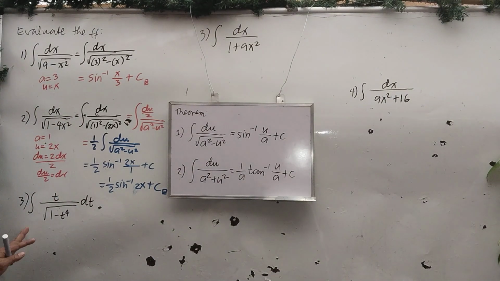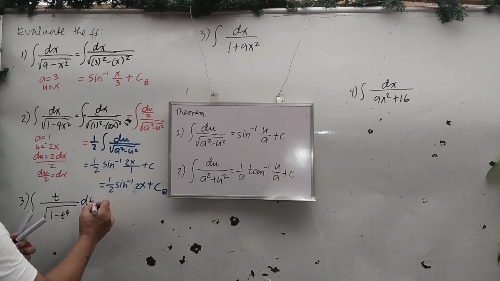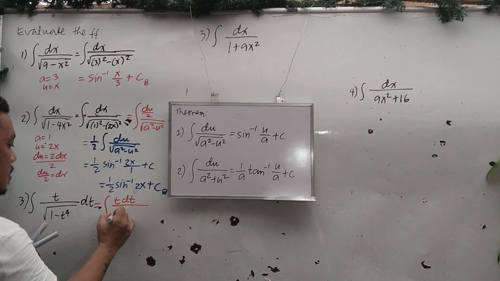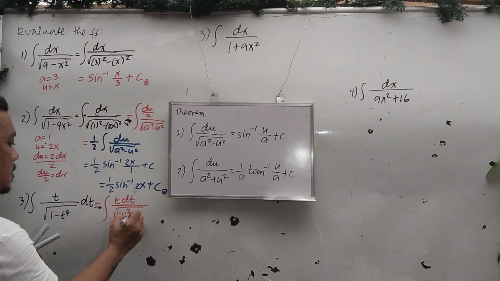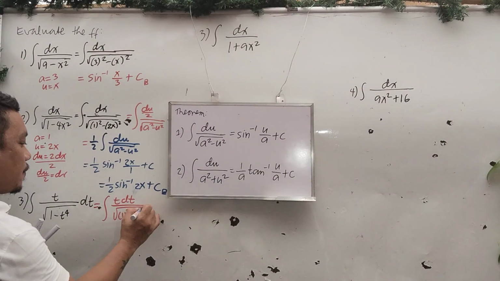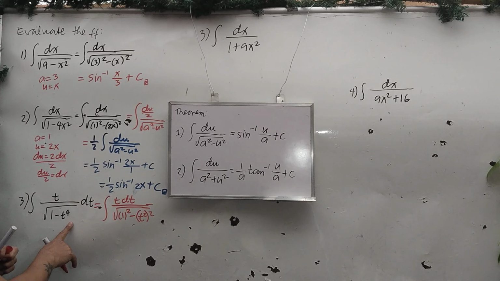Okay, in number 3, you are given the integral of t over the square root of 1 minus t to the fourth dt. So ato dyan siyang i-write to its equivalent form para dili mo maglisod. So this can be written as the integral of t dt over the square root of 1 squared minus t squared to the power of 2, because t squared raised to the second power is t to the fourth. Right? So, from here, we will identify our a.